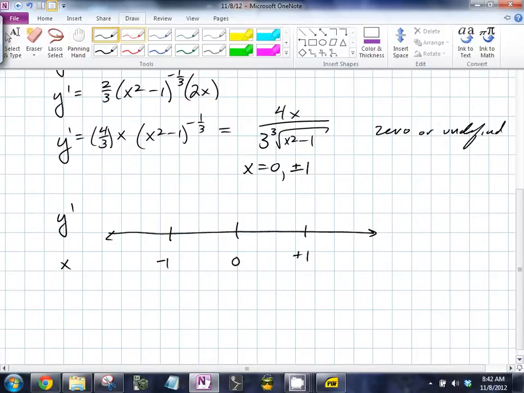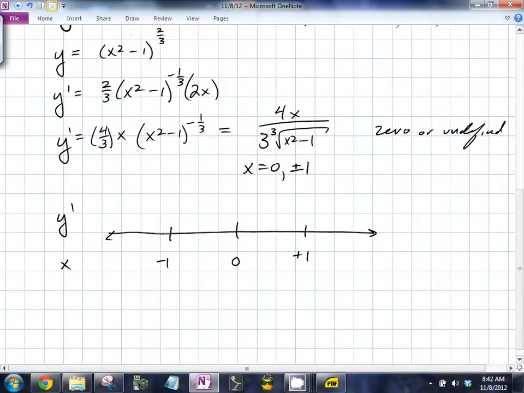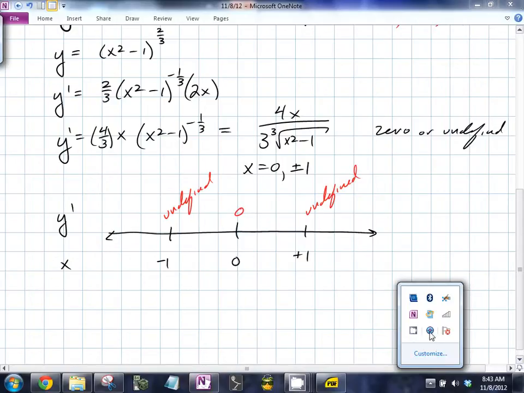So what is the derivative at 0? Positive, negative, or 0? We just figured that out. It's 0, yeah. And what is it at negative and positive 1? Nope. It's undefined. It's not 0. So now what do we need to do? How many regions do we need to test? 4 of them. Let's do that. So let's test those regions.